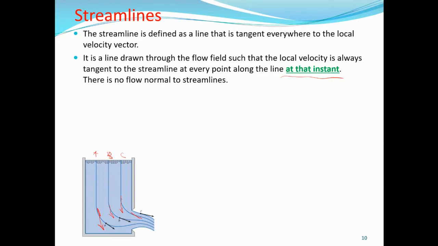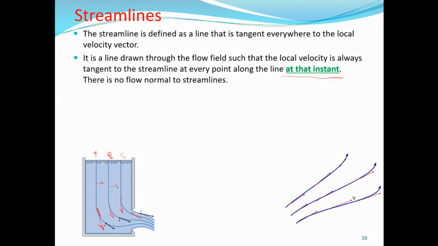And there is no flow normal to streamlines. I mentioned this: no flow normal to streamlines, because the velocity vector is always tangent to the streamline. So there is no flow normal to the velocity vector. The flow has to be along the velocity vector, not normal. It will not have a component normal to it; normal to it, the velocity vector will have 0 component. So there is no flow normal to a streamline.